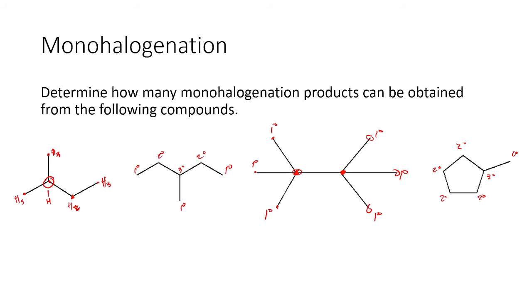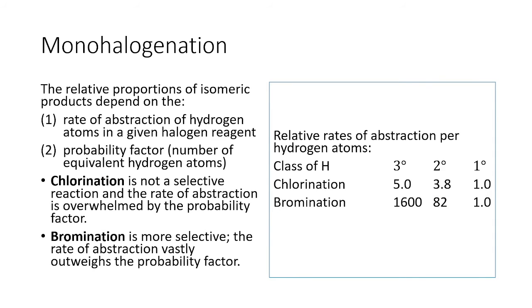Anong mangyayari? I mean, saan ba talaga sila kakabit? Or saan makikipagpalit yung halogens natin? So dyan, actually, meron tayong sagot. Yun actually ay nakadepende kung anong halogen ang gagamitin natin. So, the relative proportion of isomeric products depends on the rate of abstraction of hydrogen atom in a given halogen reagent. Also, the probability factor or the number of equivalent hydrogen atoms is isa pang pwede nating tingnan.